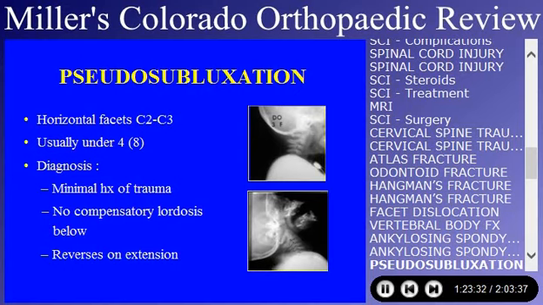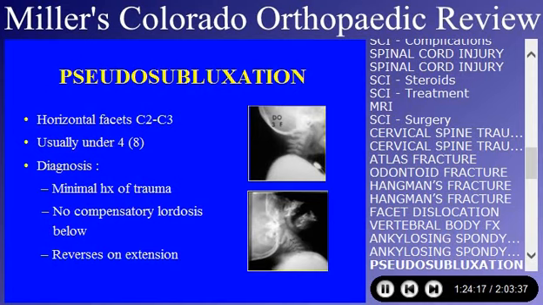The way to suspect the presence of pseudosubluxation as opposed to a true traumatic cord injury is, A, there's usually minimal history of trauma. Radiographically, there will be no compensatory lordosis below. So if someone actually has dislocated their neck in the upper cervical spine, which is the most common location, remember, in kids to see C-spine trauma from C2 on up, they will spontaneously, in the emergency room, have compensatory lordosis below in an attempt to normalize the sagittal alignment of the canal, of the spine. If you don't see that, in other words, if you see kyphosis all the way up, then you should say, gee, that doesn't look like a traumatic injury.